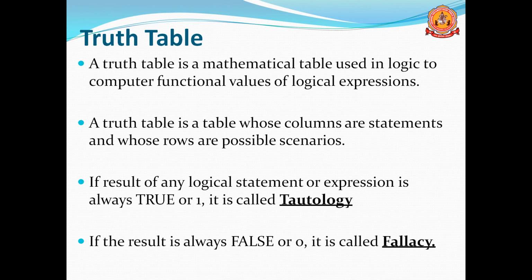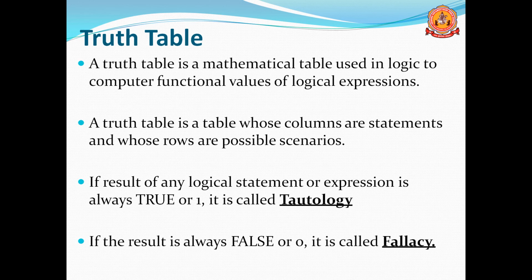A truth table is a table with columns and rows. The columns are used for statements and the rows are used for possible scenarios. We will understand later how columns and rows are used. Normally, the truth table contains rows and columns. Columns are used for statements, and rows are used for possible scenarios or possible combinations.